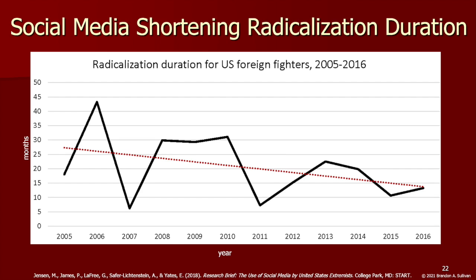And there is some evidence that social media is shortening the amount of time it takes for someone to become radicalized. Seen here is the radicalization duration of individuals who were charged criminally with leaving or attempting to leave the U.S. to join a foreign terrorist organization. And we see the average length of radicalization trending downward over time. This lends credence to the idea that social media serves as an accelerating force in radicalization by cultivating extremist beliefs and solidifying a commitment to those beliefs.